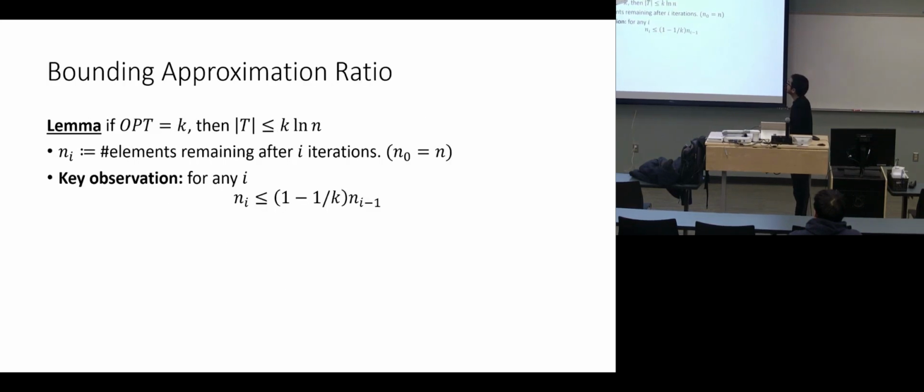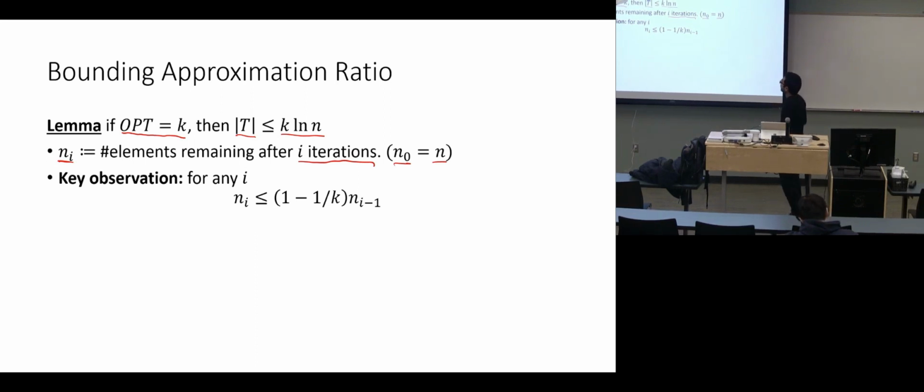So my claim is that if, let's say, there is an optimal solution that takes k sets, then your solution T will contain at most k log n sets. Okay. So how to prove this? Suppose that I define Ni here to be the number of elements that remain after iteration i. In the beginning, N0 is just n. It's just everything, all the elements.